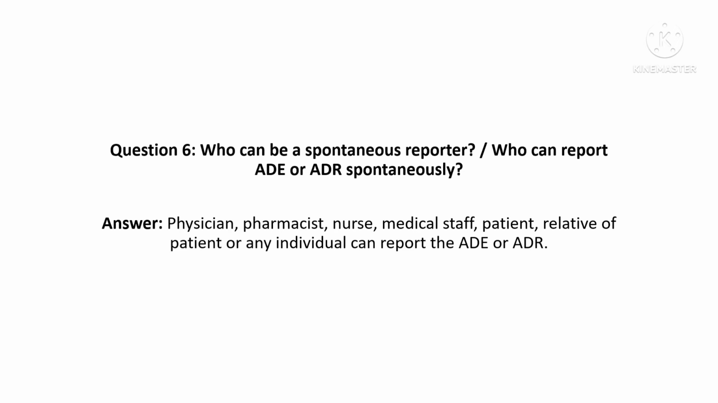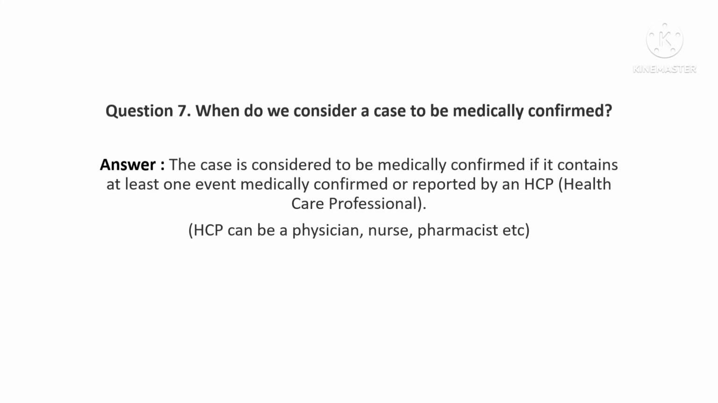Question number 7. When do we consider a case to be medically confirmed? There are two types of cases. One is medically confirmed and another is medically not confirmed. The answer is, the case is considered to be medically confirmed if at least one event is reported as medically confirmed or the case is reported by an HCP, healthcare professional. The healthcare professional can be a physician, nurse, pharmacist or any other who is in the health department.